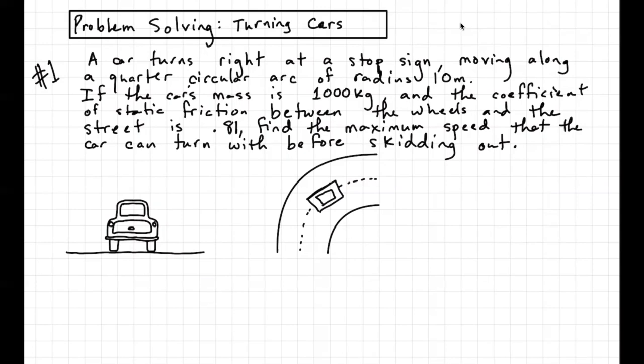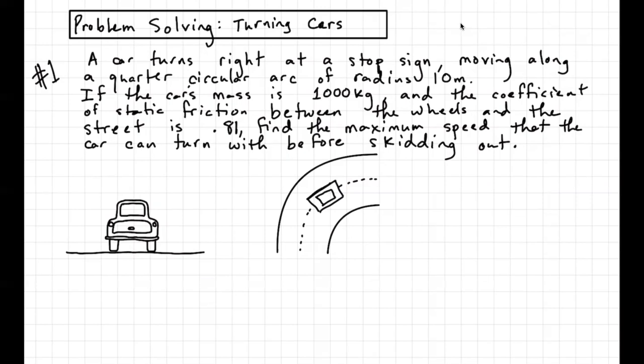It's the static friction of the tires which enables the car to turn in this way without continuing in a straight line, because that's the only point of contact between the street and the car. There's really nothing else that could influence the car's motion to make it turn on the street.